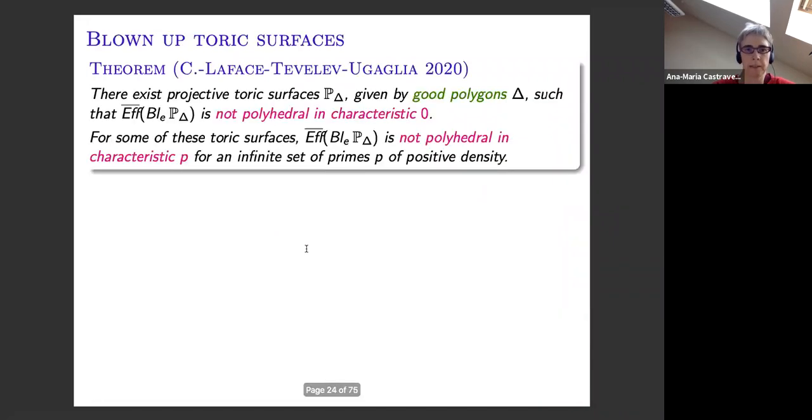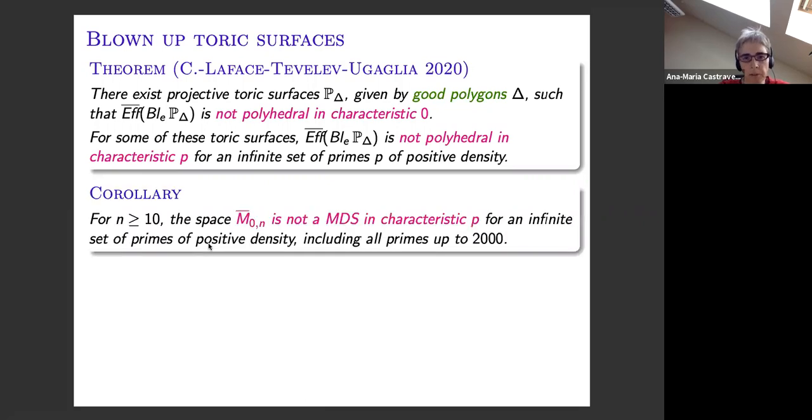Okay, so instead we will look at different kinds of toric surfaces, and so the main recent theorem is that there exist projective toric surfaces given by so-called good polygons, which I'll define a bit later, such that when you blow up the identity point, you get an effective cone which is not polyhedral in characteristic 0. So this property of being good will guarantee this in characteristic 0. And then in characteristic p, this will also be true for an infinite set of primes of positive density. So there will be primes for which this is polyhedral.